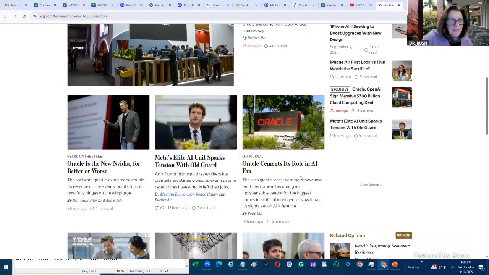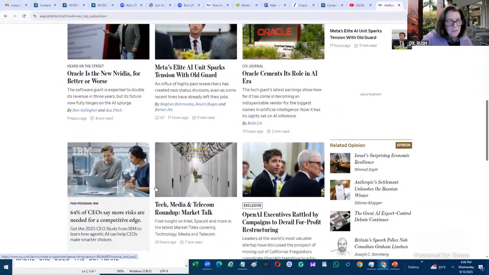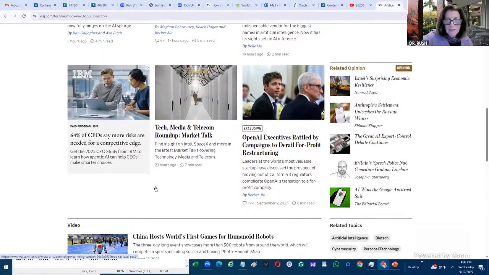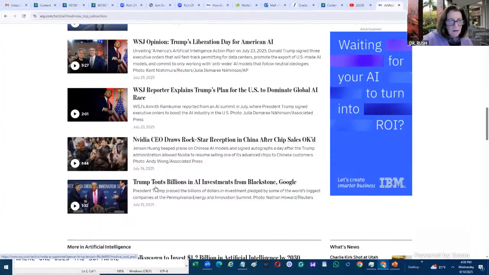And notice even they say Oracle is the new NVIDIA in terms of their stock market. It's really hot. And then you can see some of their articles.